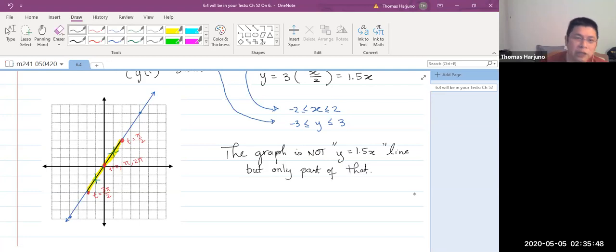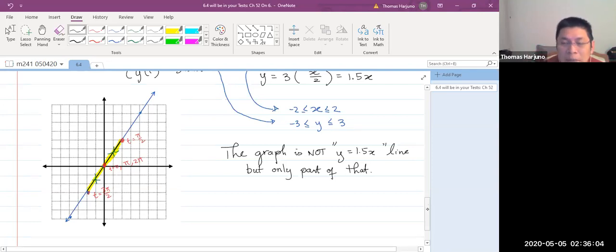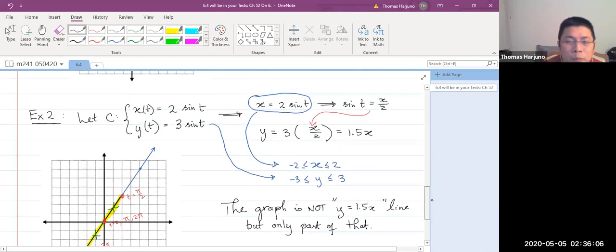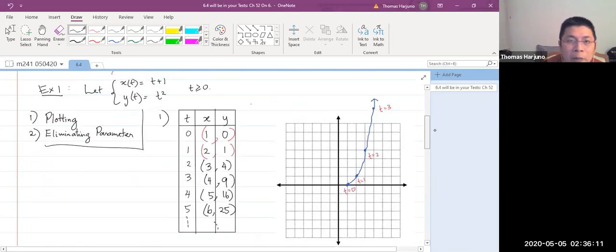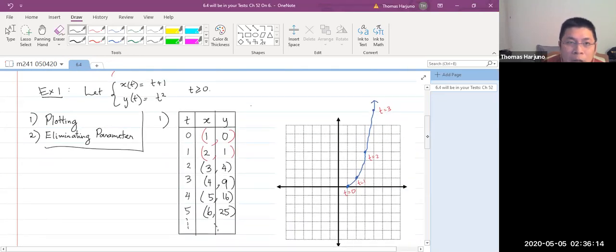Okay, now of course it is possible that we eliminate the parameter and it turns out that the resulting graph is the graph for the whole parameter range, and not only part of that. Now, from these two examples, I show you that eliminating the parameter will give us the shape. On top of that, when you do plotting, you will see the direction, the direction of how the curve is being traced in motion.